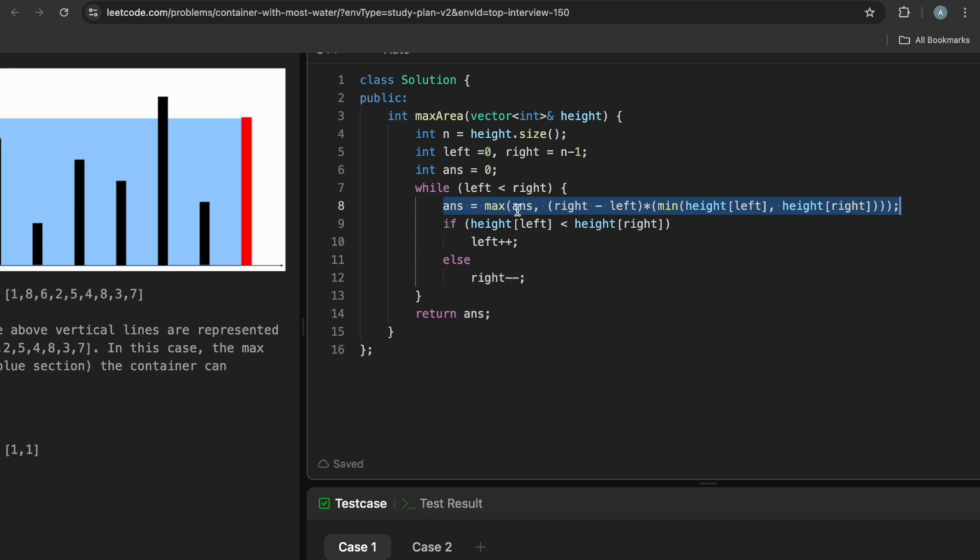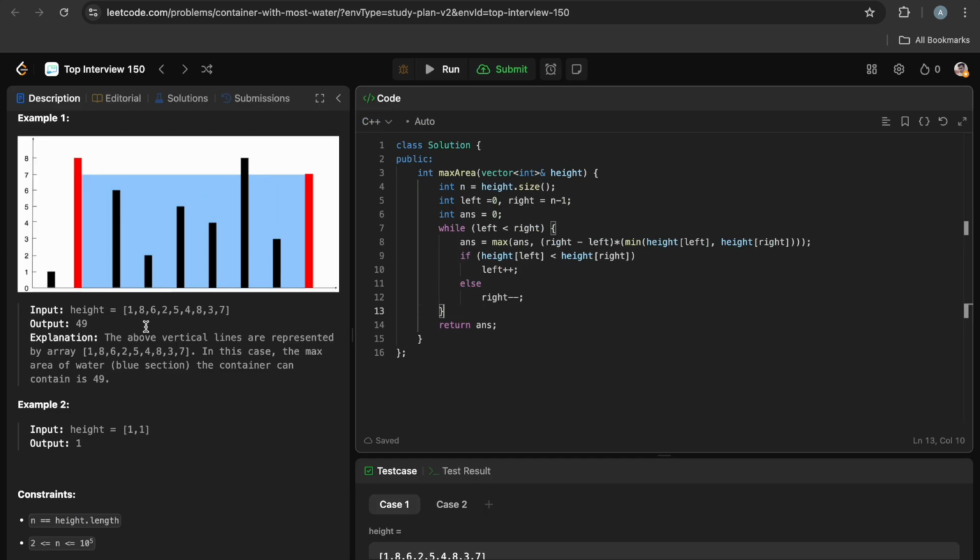answer as the max of ans comma (right minus left) multiplied by the minimum of height of left and right. And then we will check if height of left is less than height of right, then we will increment the left pointer, otherwise we will decrement. In the else case, where height of right is less than height of left, we will decrement the right pointer, and then finally we will return our answer. So this is the solution, and this will work in O(n) time.